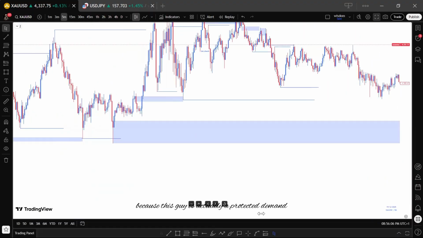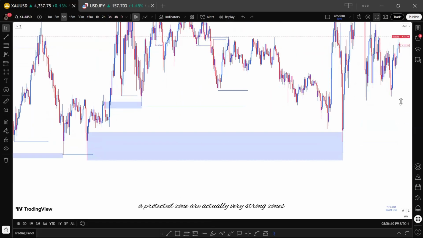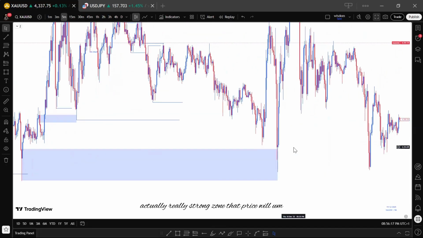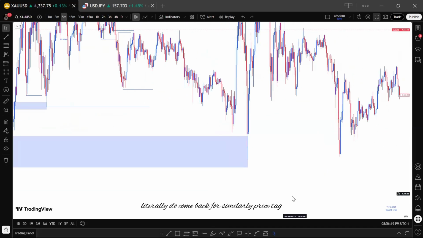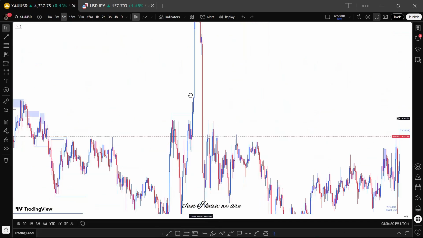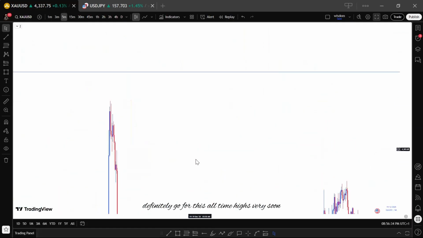Because this guy is actually a protected demand, a protected zone. Mind you, protected zones are very strong zones that price literally comes back for. So immediately price took this guy, then I had my internal change of character around this region. Then I knew we might definitely go for this all-time high very soon.